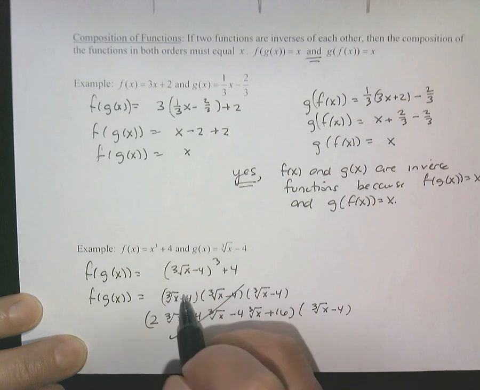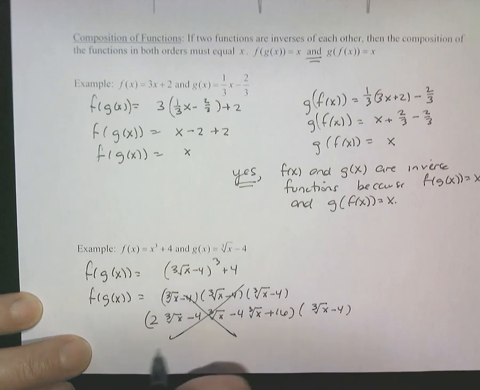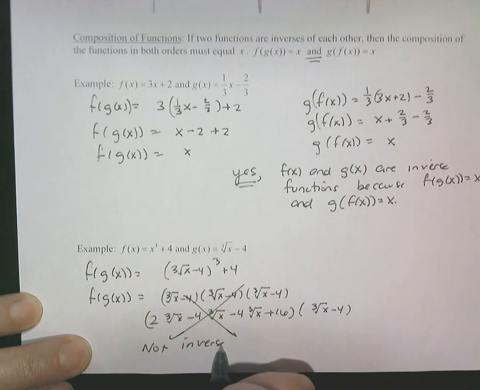So right away I can stop. I'm not even going to worry about it. So these are not inverses. I don't have to go on any further. There's just no way that would have equaled x.